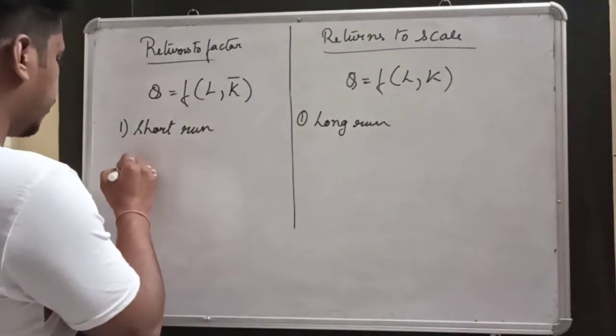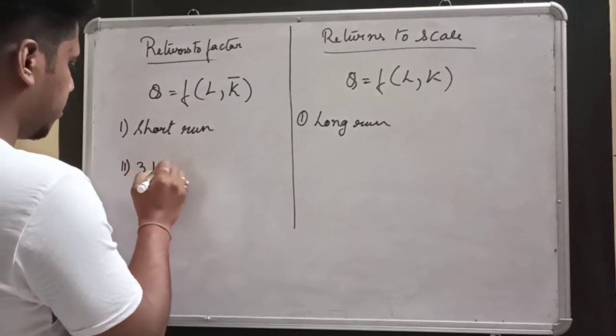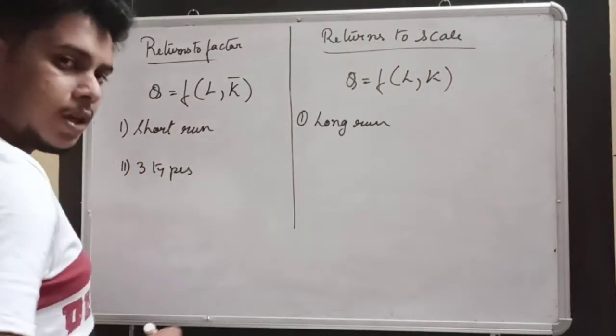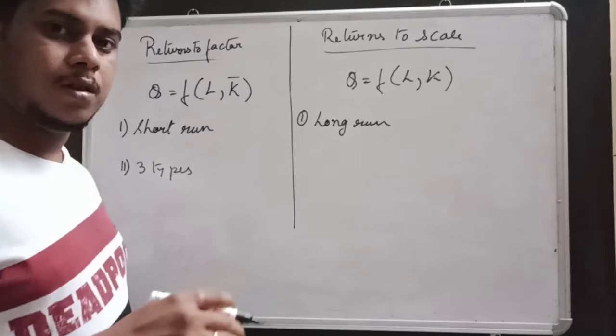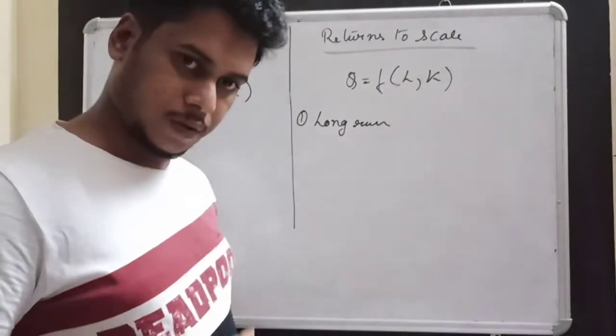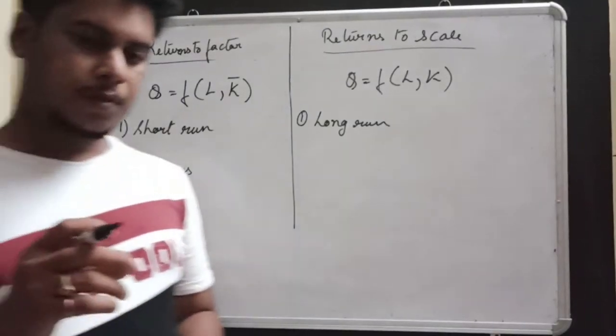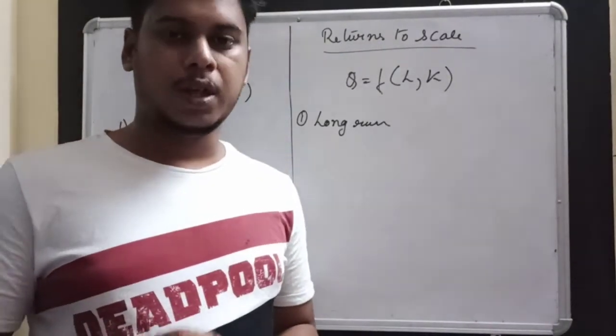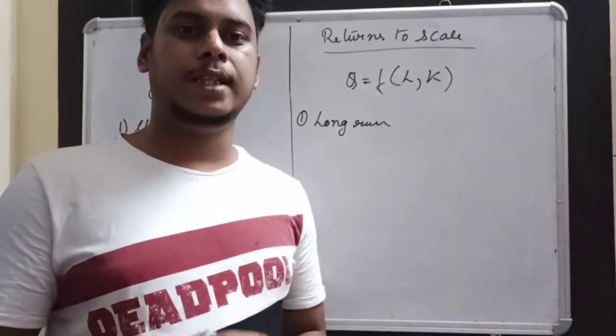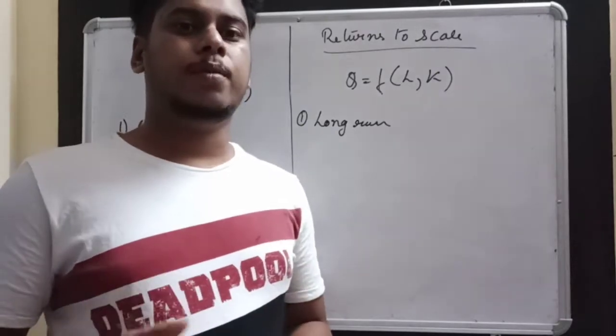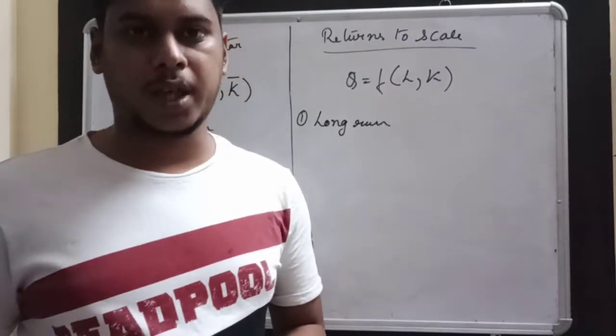Then it is of three types. What are the three types? Increasing returns to factor, constant returns to factor, and decreasing returns to factor. When the proportional change in the variable input is less than the proportional change in output, then it implies there is increasing returns.